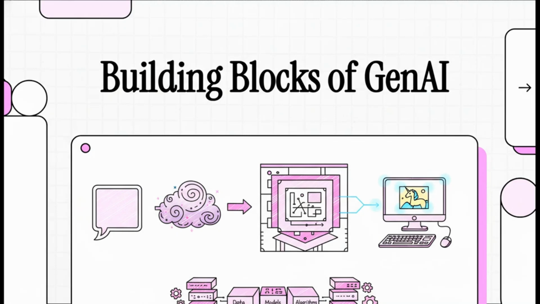Generative AI, it kind of feels like magic, doesn't it? You type in a question and bam, you get this brilliant answer. Or you ask for an image and it just creates one out of thin air. But what's really going on behind the scenes? Let's pop the hood and take a look at the building blocks that make it all work.